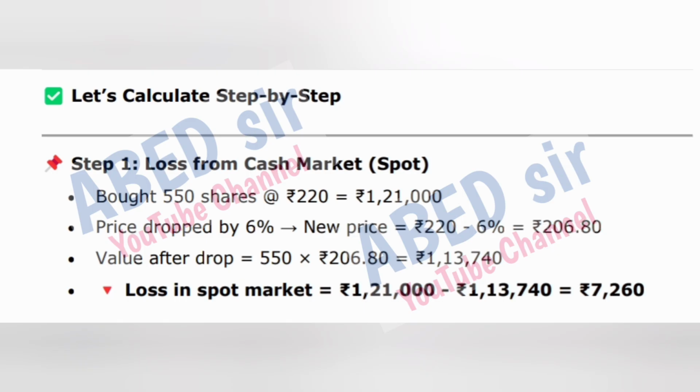Bought 550 shares at 220 rupees is equal to 1,21,000 rupees. Price dropped by 6%. New price is equal to 220 minus 6%, which is equal to 206 rupees and 80 paise. Value after drop is equal to 550 times 206 rupees and 80 paise, which is equal to 1,13,740 rupees. Loss in spot market is equal to 1,21,000 rupees minus 1,13,740 rupees, which is equal to 7,260 rupees.